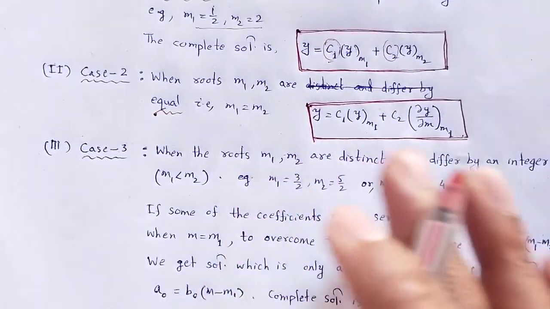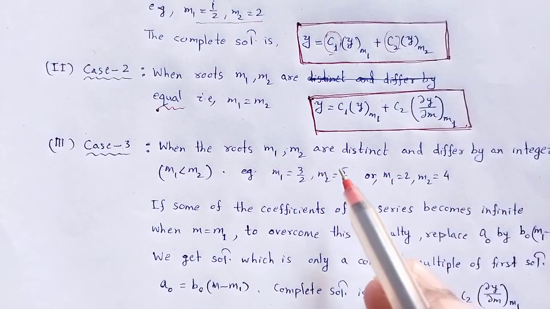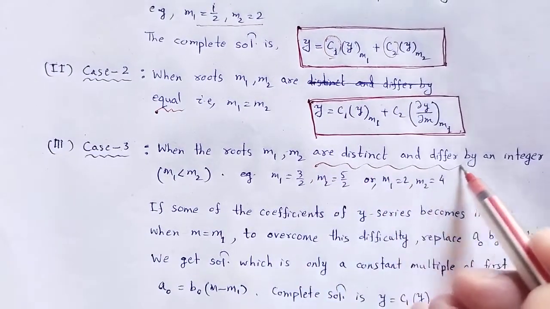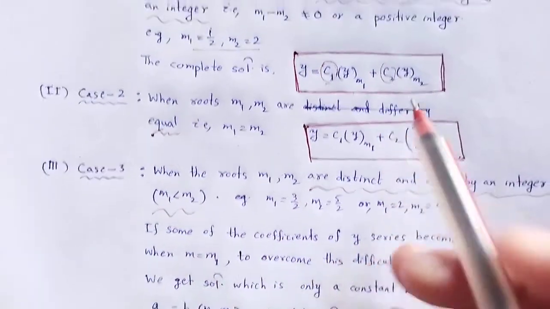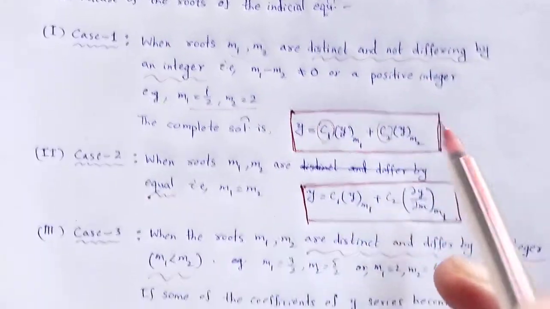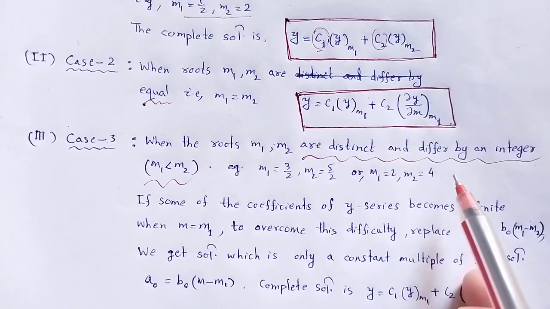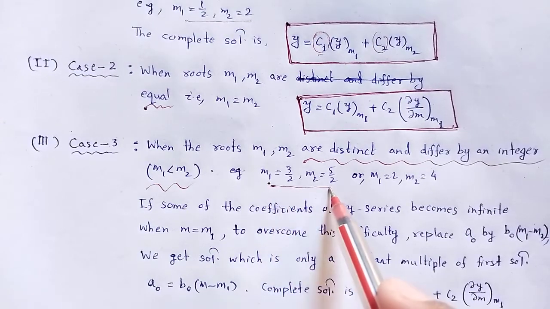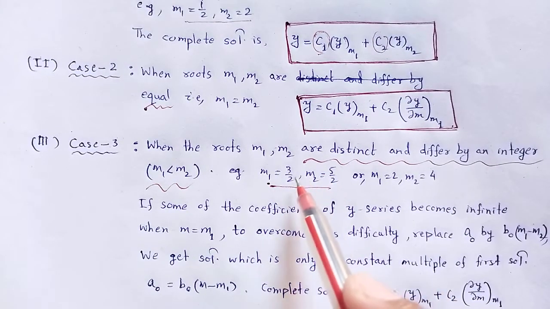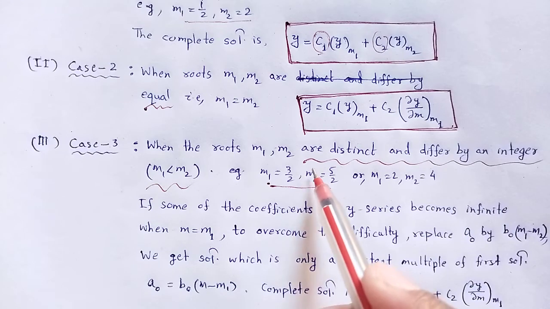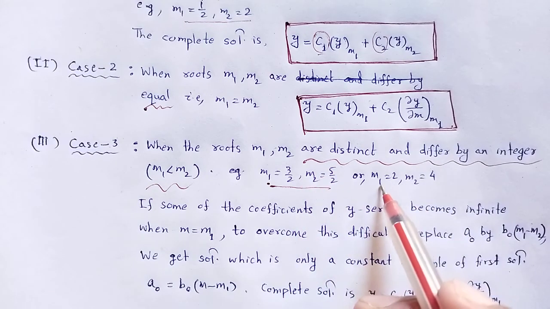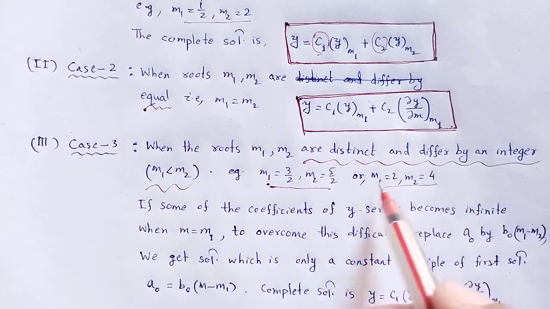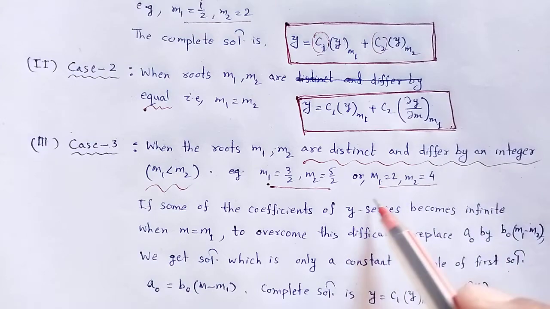Again, another possibility: when the roots m1 and m2 are distinct and differ by an integer, just opposite to the first case. In the first case, it is not differing by an integer, but here it will differ by an integer. Let us take an example, m1 is equal to 3 by 2 and m2 is equal to 5 by 2. That means in these two roots there will be a difference. Again, m1 let it be 2 and m2 let it be 4. These two roots are distinct and differ by an integer.